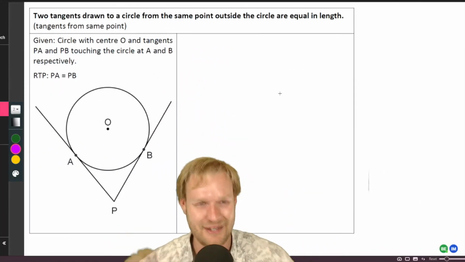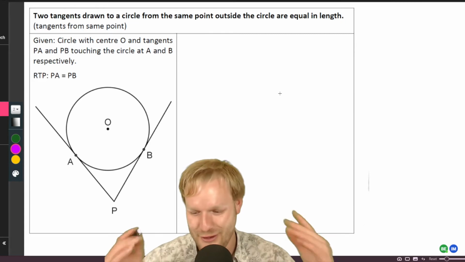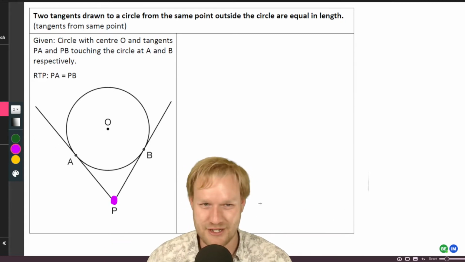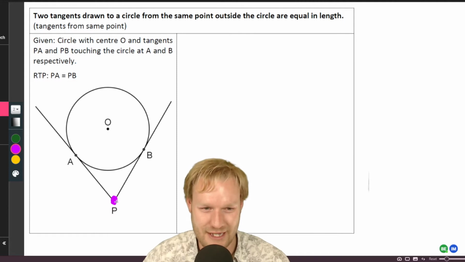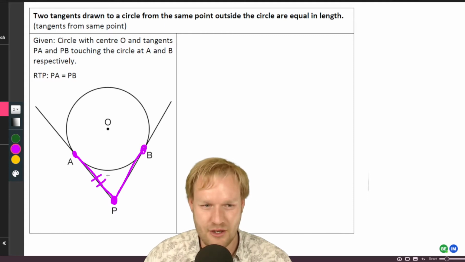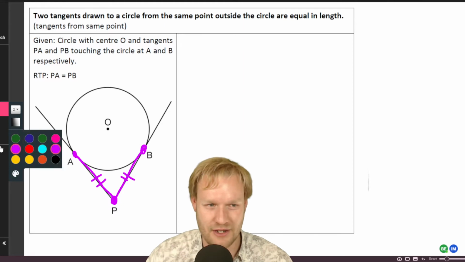Okay, so for today's proof, we have got this theorem. What our theorem says is that if we've got this common point, the same point, and we draw a tangent to the circle at A and a tangent to the circle at B, those two line segments are equal in length.